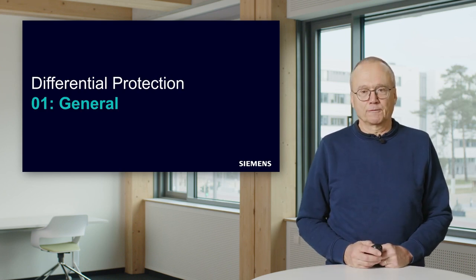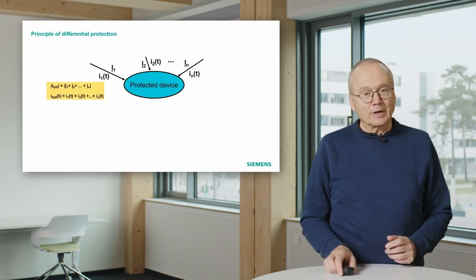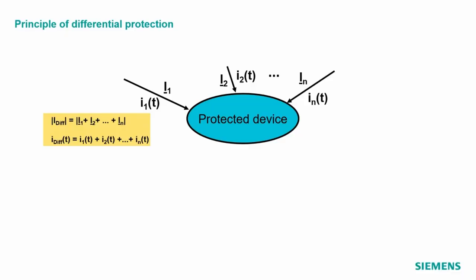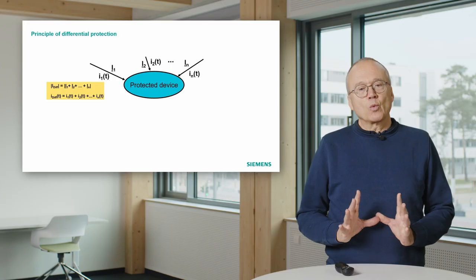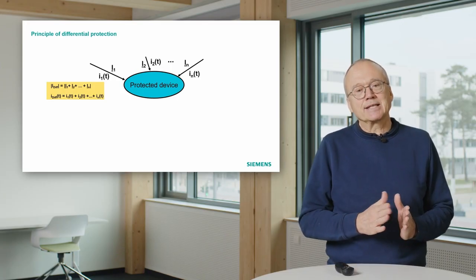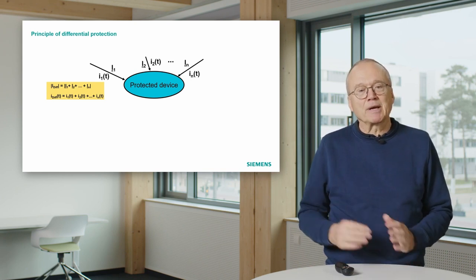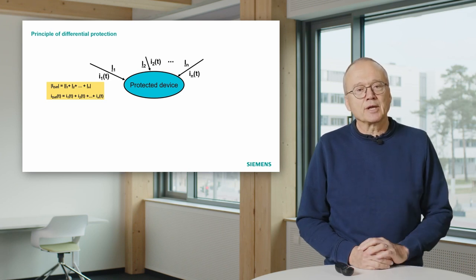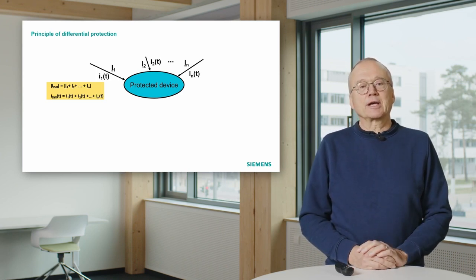What is the principle of differential protection? Differential protection has a pretty easy principle. We draw a circle around our protected device, and then we measure all currents flowing into the device. And normally, according to Kirchhoff's law, the sum of all currents flowing into a device should be 0. We can calculate this sum by summing up individual sampled measured values or instantaneous current values. That is one possibility shown in the lower line of the yellow box.